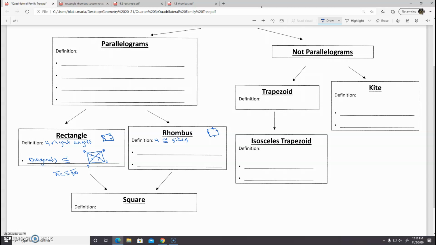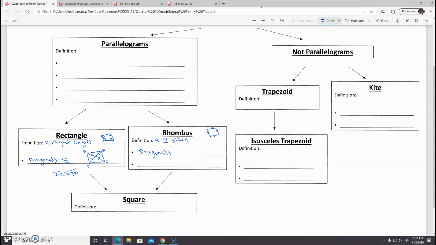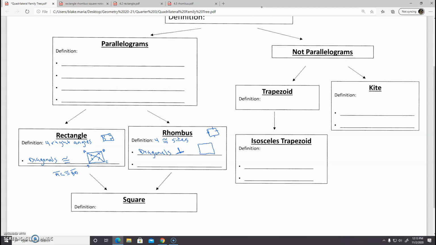Two properties that are going to deal with a rhombus are that your diagonals are perpendicular. Remember, the symbol for perpendicular is an upside down T. So what does that mean? That means your diagonals cross at a right angle. Here's a diagonal, here's a diagonal. We know they're perpendicular. They're crossing at a right angle. Technically four right angles, but crossing at a right angle.